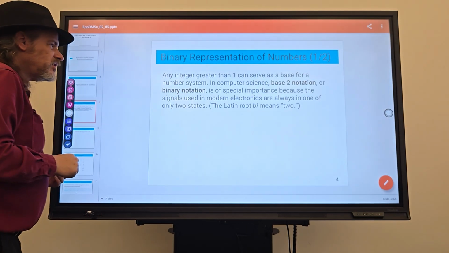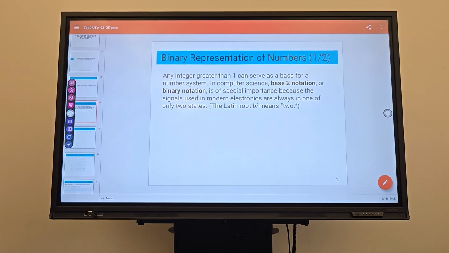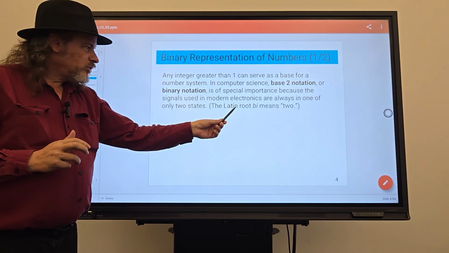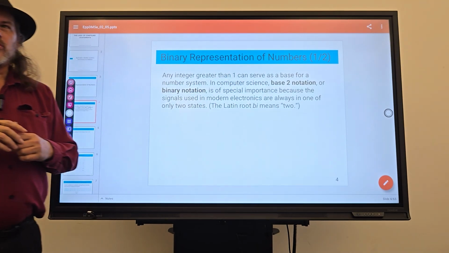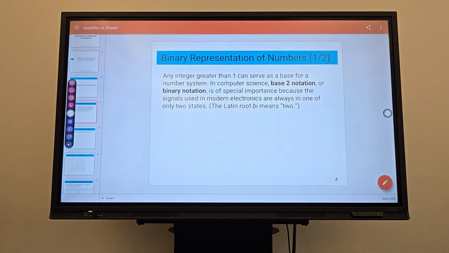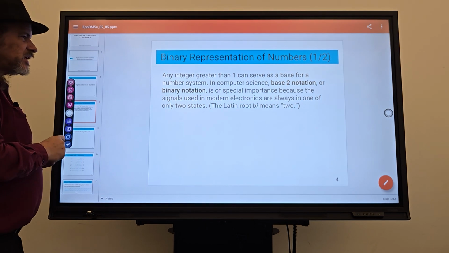Any integer greater than 1 can serve as a base for a number system. In computers, base 2 or binary notation is of special importance because signals in modern electronics are almost always in one of only 2 states. I use the Latin root bi. It's not a root, it's a prefix, but anyway, little detail there.